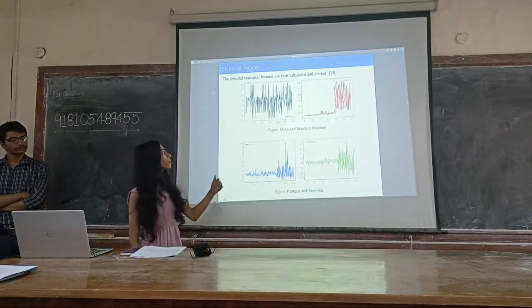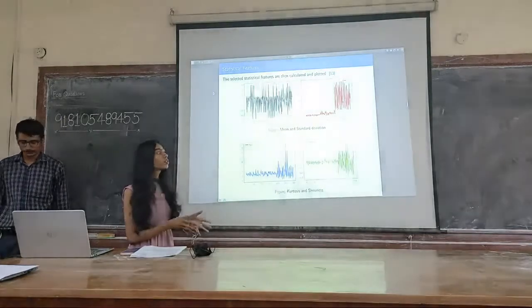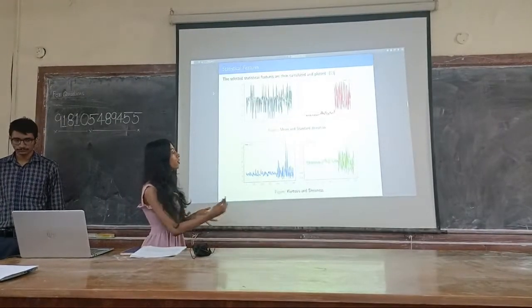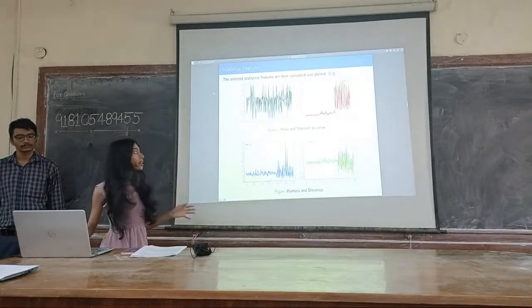But if I use something like the standard deviation, kurtosis or skewness, you see a very stark difference between the epileptic data, which is beyond 200, and the non-epileptic data. So these are the features that we can use.